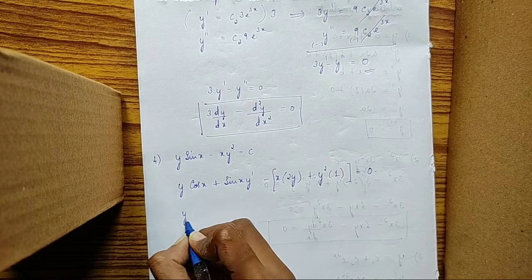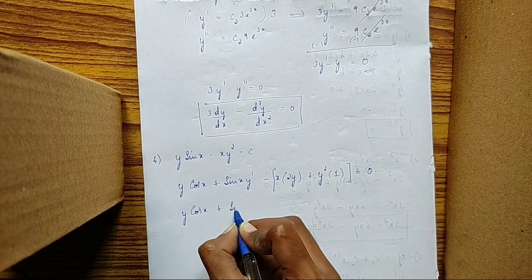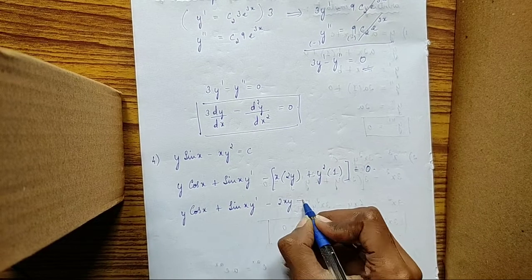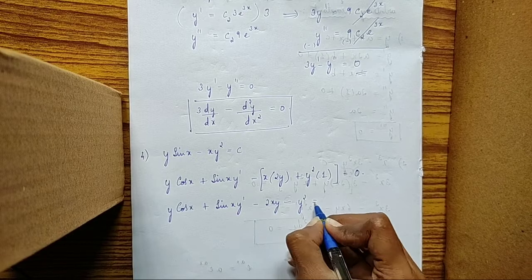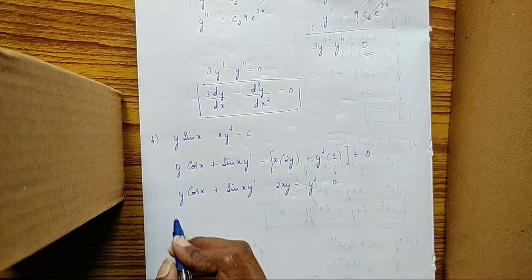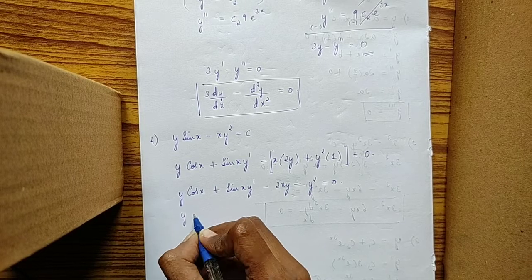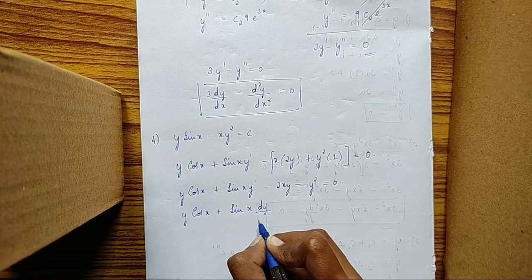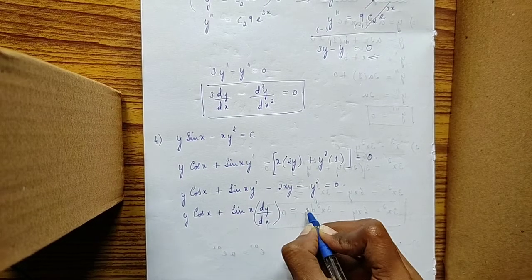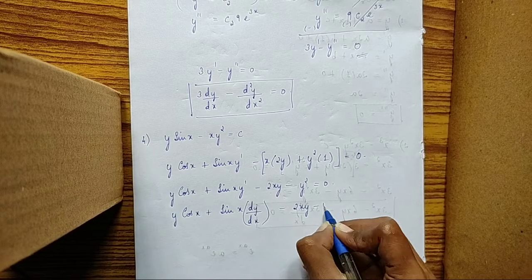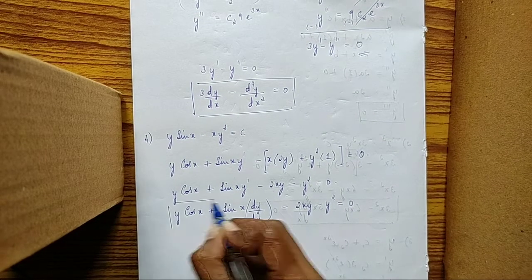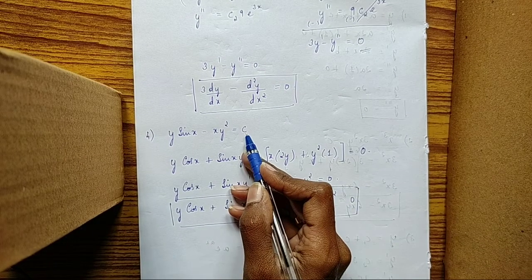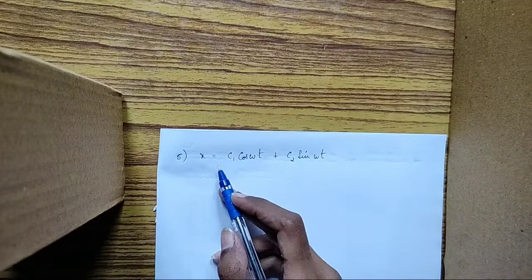So you have y cos x plus sin x into y', minus 2xy y', plus into minus, minus y² is equal to 0. So this is the required equation. This can also be written as (y cos x plus sin x) dy/dx minus 2xy minus y² is equal to 0, which is our required differential equation by eliminating the arbitrary constant c. Let's get into our next problem.